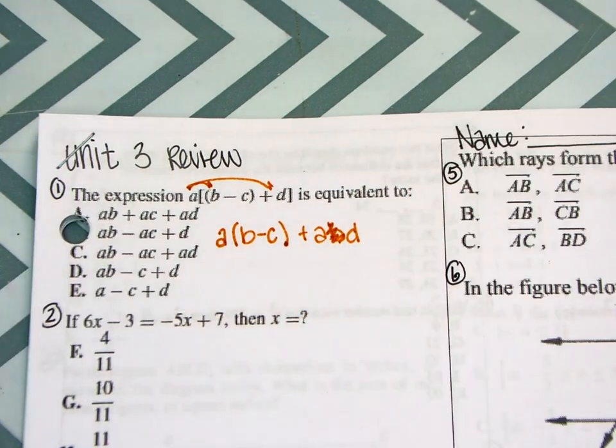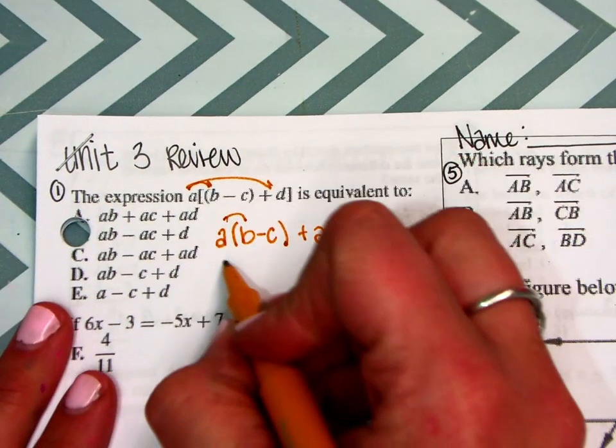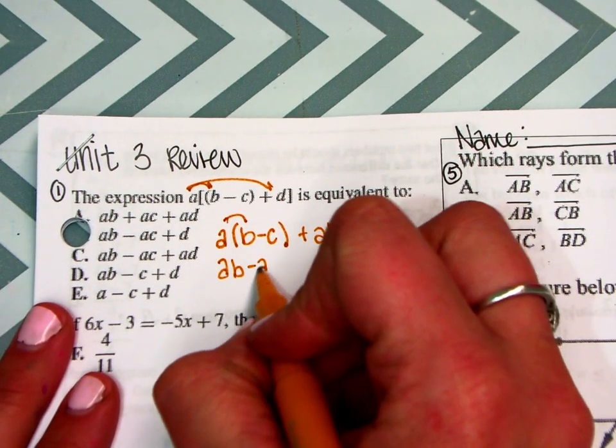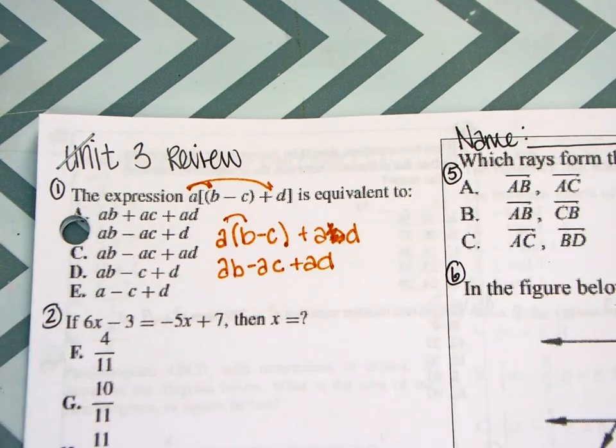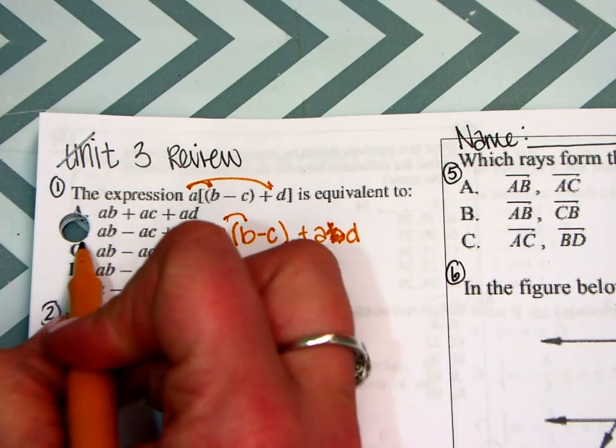Sorry, I don't have any white out. All right, let's go ahead and distribute. So A times B is AB minus AC plus AD. You cannot combine any of those terms together, so the correct answer is option C.